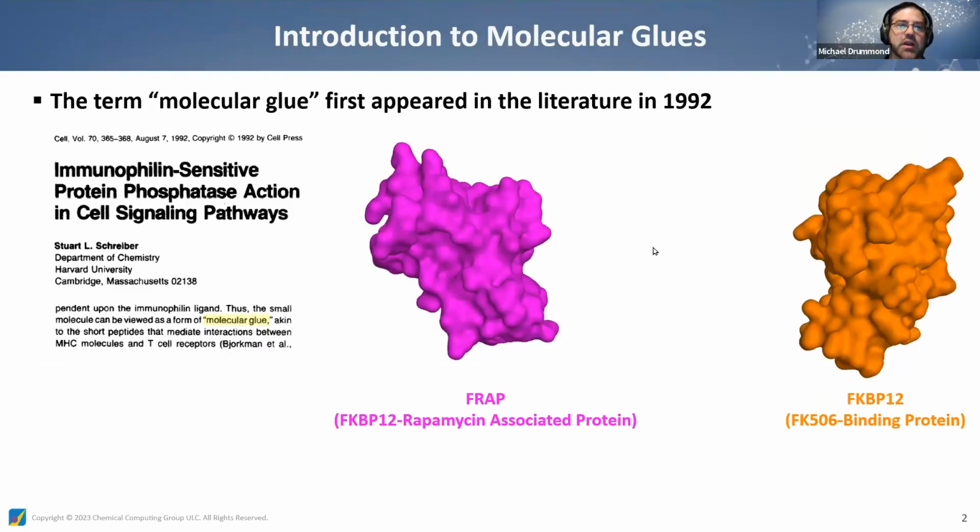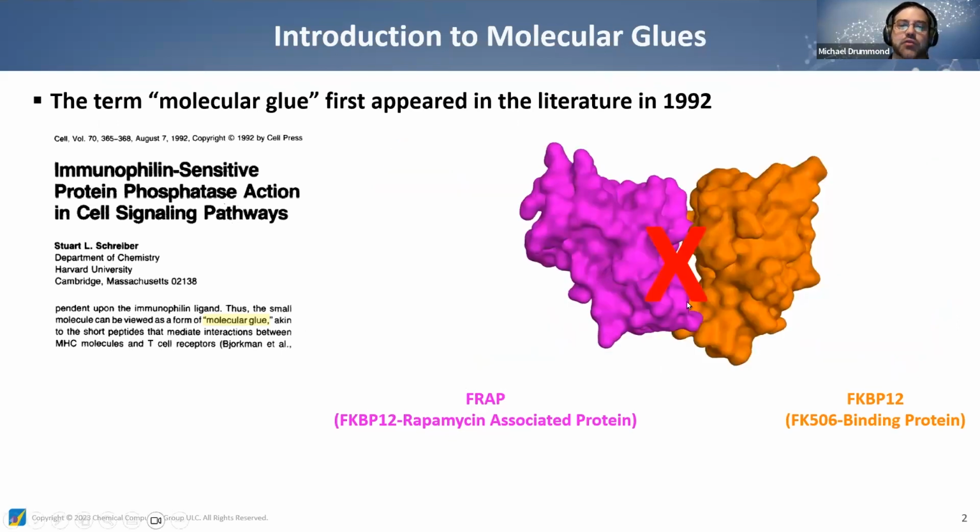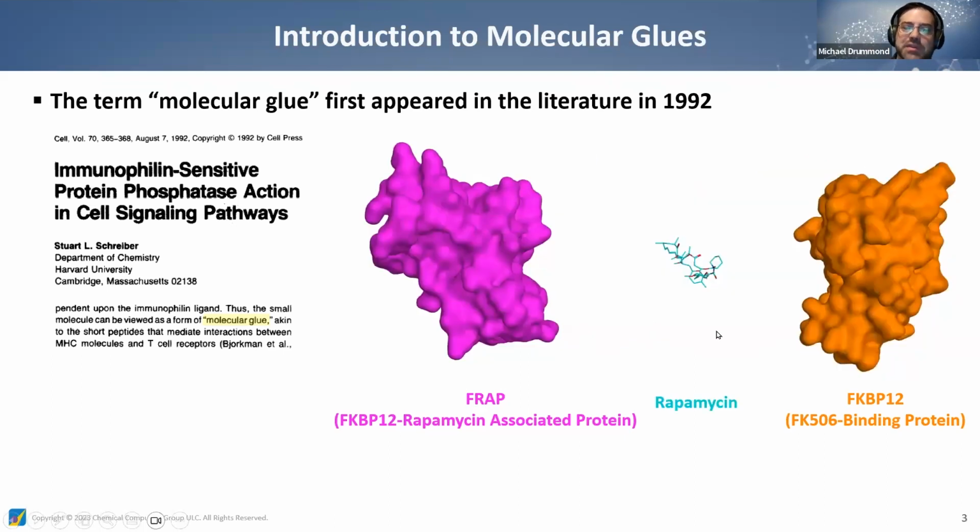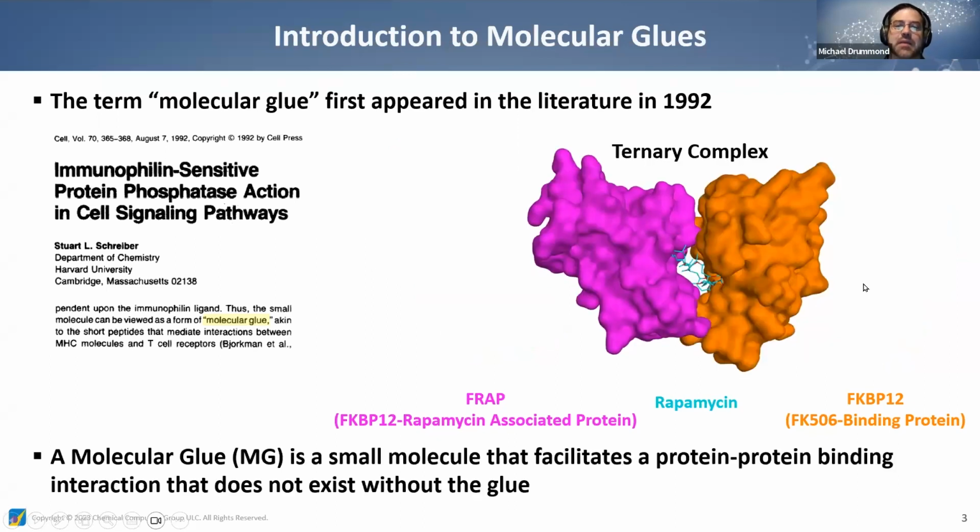So let's go ahead and start by talking about what molecular glues are. The term molecular glue first appeared in the literature in 1992, when Schreiber and co-workers were looking at these two proteins, FRAP and FKBP12, that were known experimentally to associate with one another. However, when Schreiber et al. took a little closer look, they could not find any evidence of a direct contact between these two. It was only when a small molecule, rapamycin, was introduced that they found that rapamycin first interacted with FKBP12, and then once that formed, the complexes came together to form a three-component or ternary complex.